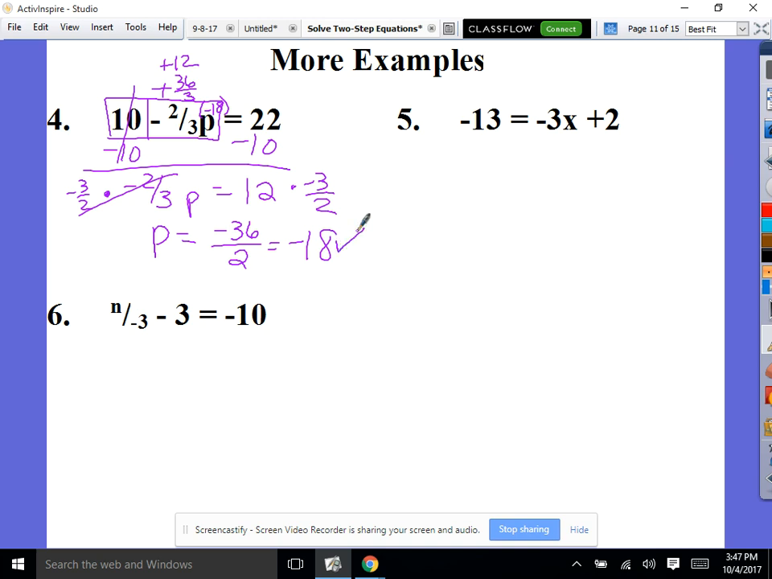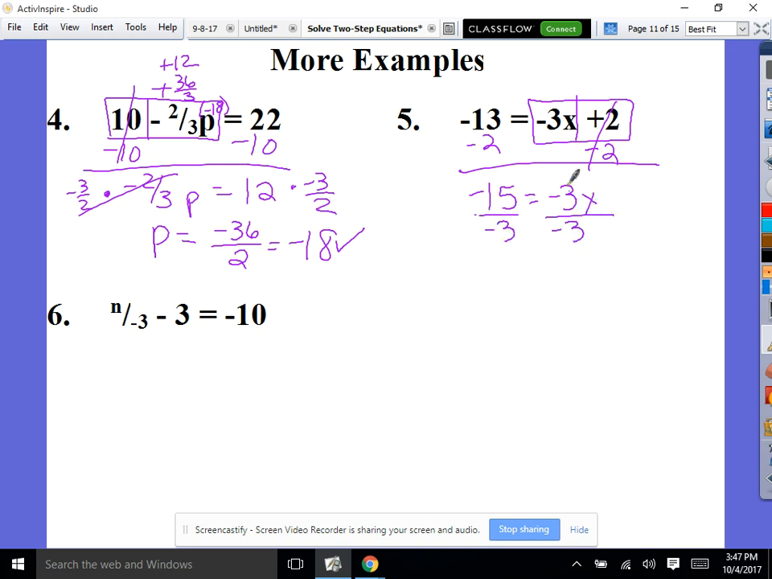Draw the line in front of the sign. Step 1. Step 2, eliminate the constant that's on the same side as the variable. So find the box that doesn't have the variable, do the opposite. The opposite of plus 2 is minus 2. Negative 13 minus 2 is negative 15, equals negative 3x. We divide by our negative coefficient. X equals negative, divided by negative is positive, 15 divided by 3 is 5. So, negative 15 plus 2 is negative 13.